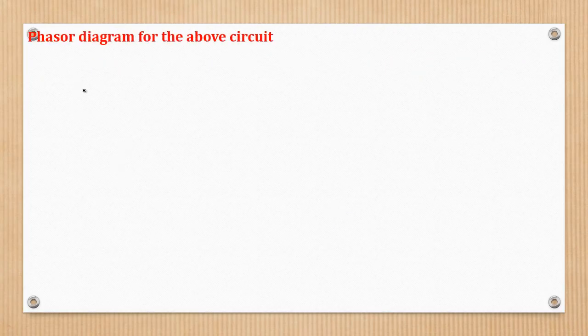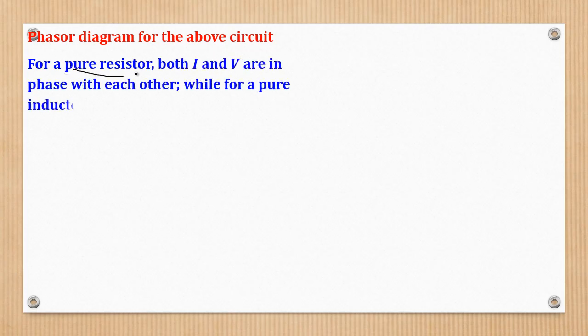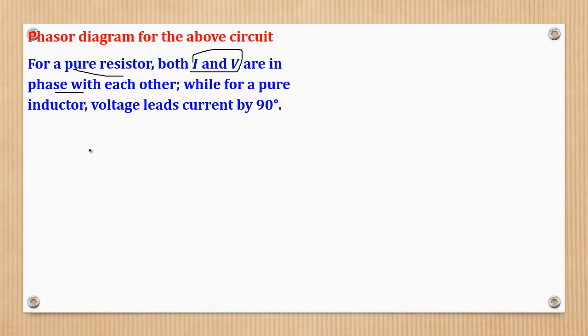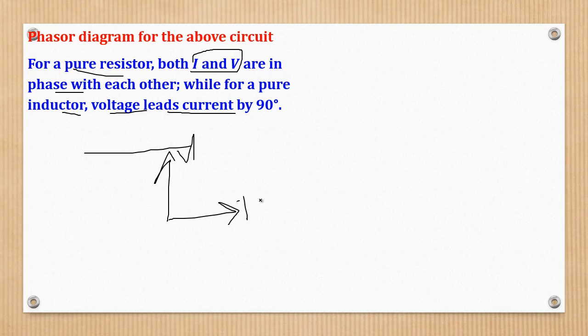So, the phasor diagram for the above circuit. I think you remember in the previous video we saw that for a pure resistor, both current and voltage are in phase with each other, meaning that the angle between current and voltage is 0. But when it comes to a pure inductor, it was voltage which was leading current, meaning that the voltage is here and current will be here, like that.